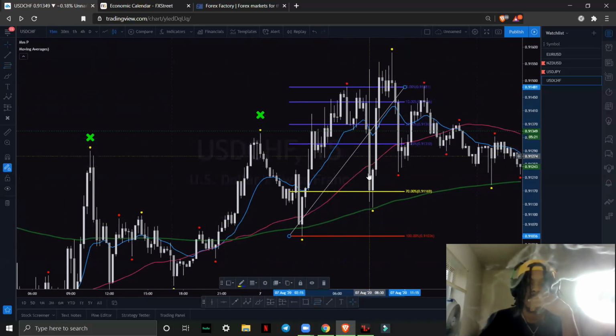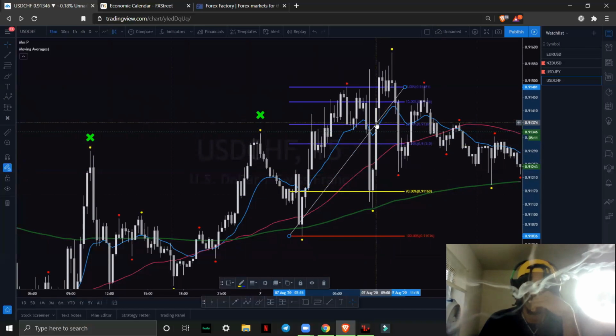It comes all the way down, touches the 70. You're literally in barely any drawdown, and it blows past the 38 and the 25. You close some positions, move to break even. You let it run to whichever fib level you want. You want to run to 25, to 10, or to 0.